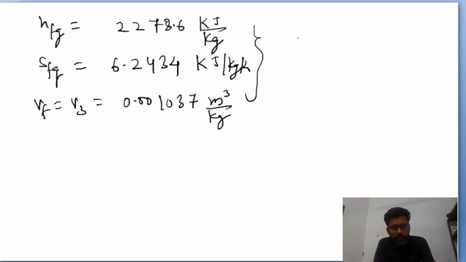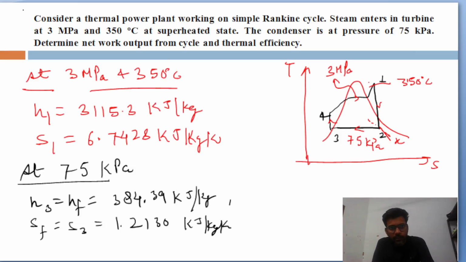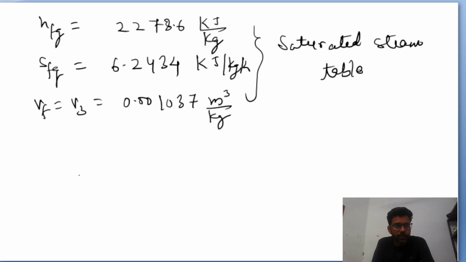So these properties are taken from the saturated steam table, and this one is taken from the superheated steam tables. Now process 1 to 2 is isentropic.